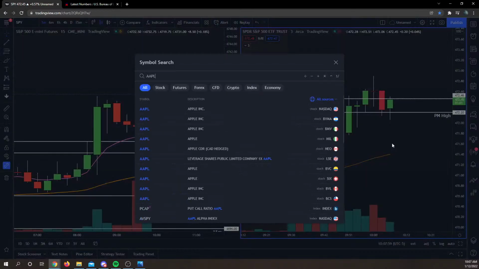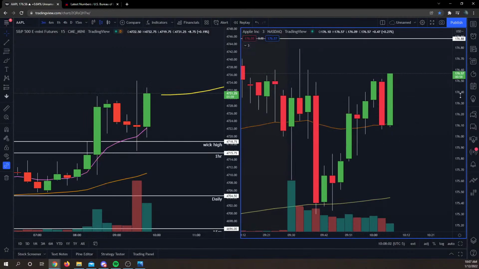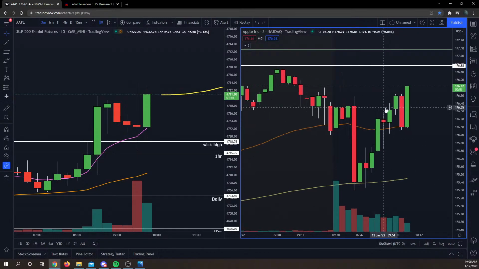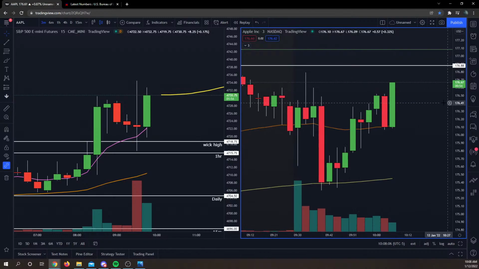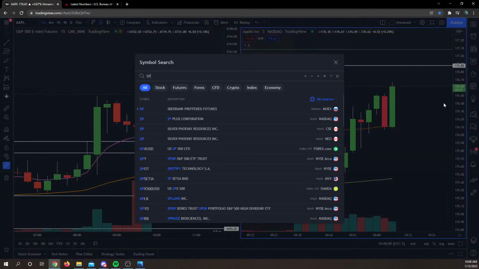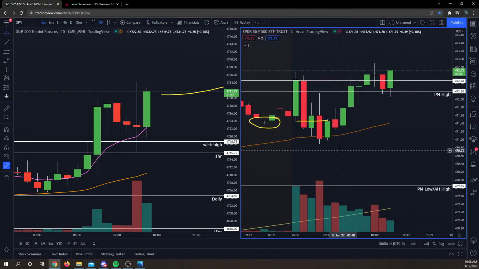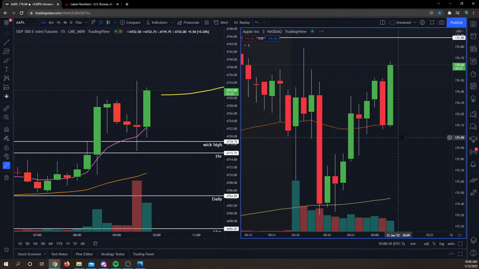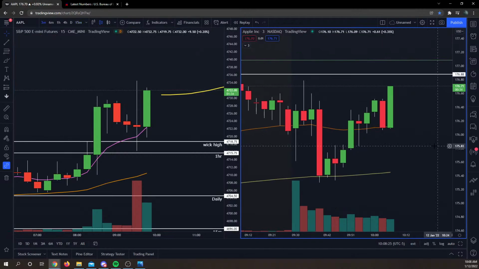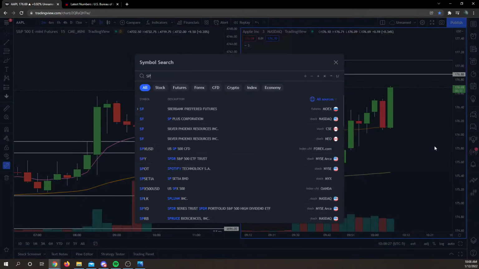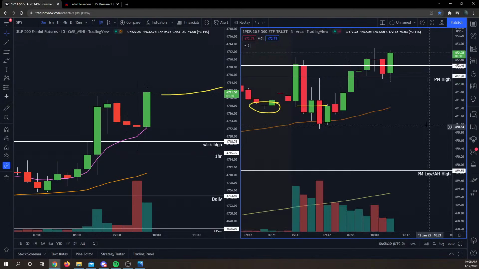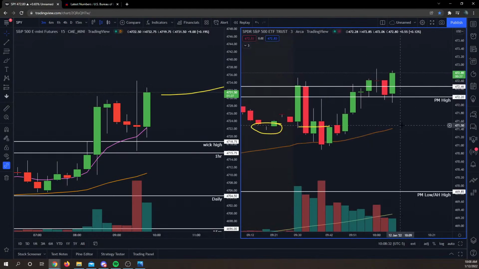Apple must be bouncing off of its 50 EMA. Big green candle on Apple. Watch for pre-market high. This should take us to a new high on SPY. And that's how Apple moves with SPY, and SPY moves with Apple. Great movement going on here with Apple. SPY showing a little bit of that as well.